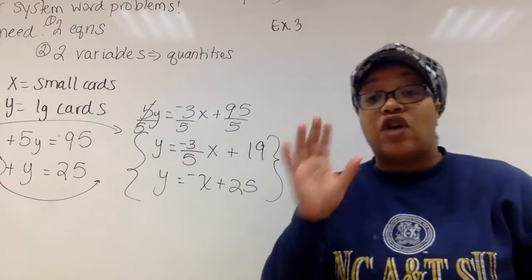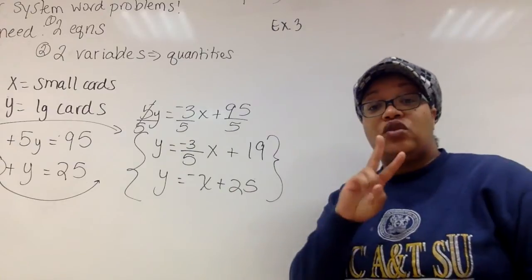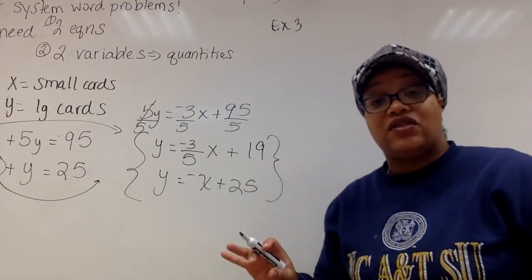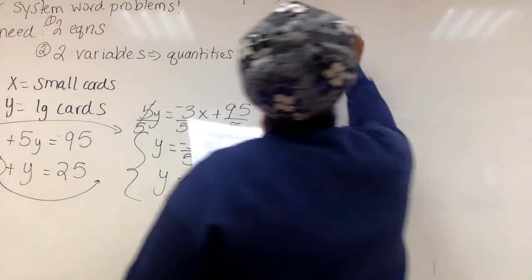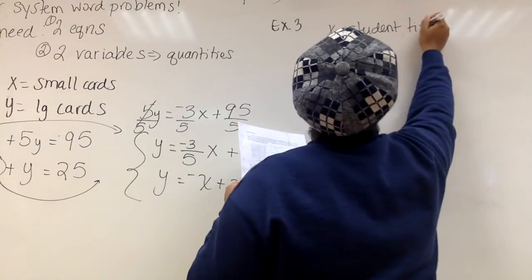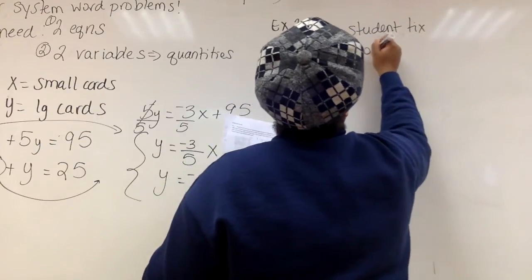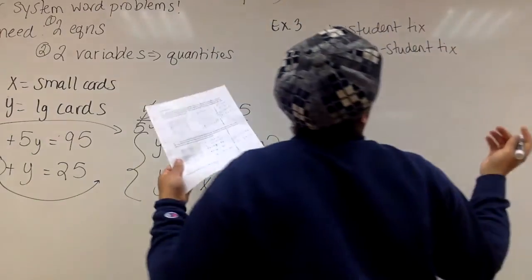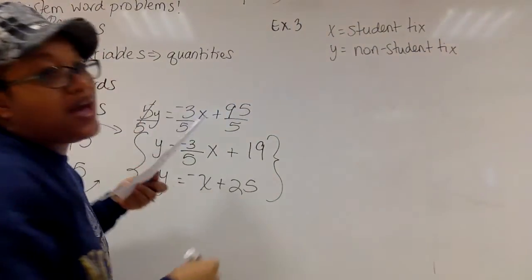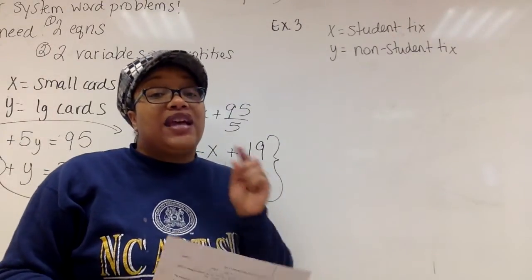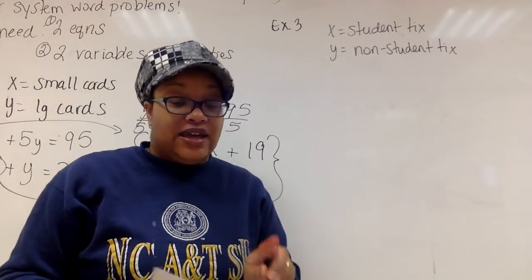All right, so we'll start with our variables. If you notice, there's 2 quantities that we're talking about, student tickets and non-student tickets. So I'm going to let X be my student tickets and Y be my non-student tickets. Like I said, if you want to flip them around and let Y be the student tickets, it really doesn't matter, okay? Now we got to come up with our 2 equations.